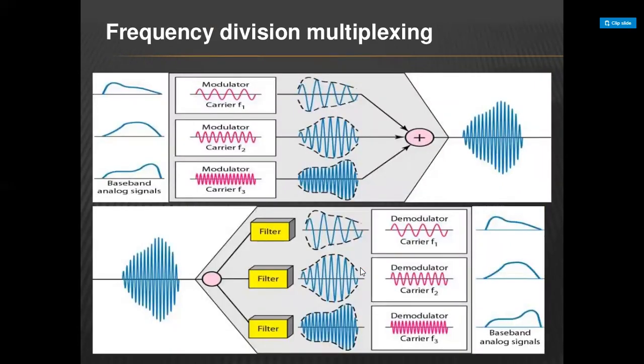This is a diagram representing the signal, that is, the analog baseband signals are given to modulators with the different carrier frequencies f1, f2, f3. Those are modulated and added in order to produce a frequency division multiplexing channel signal. In a similar way, this is demultiplexing. You do the reverse process, filtering and demodulation with the carrier frequencies, and we get the original baseband analog signal.